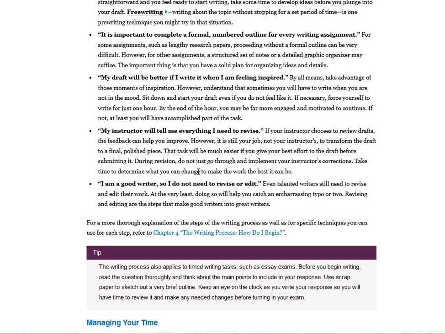I'm a good writer. I don't need to keep revising or editing. Well, you need to know that Ernest Hemingway used to revise every chapter 29 times. So if a classical writer like Ernest Hemingway needs to revise, then so do you.